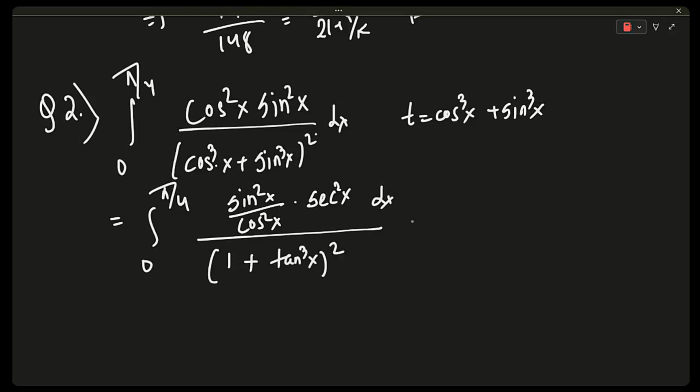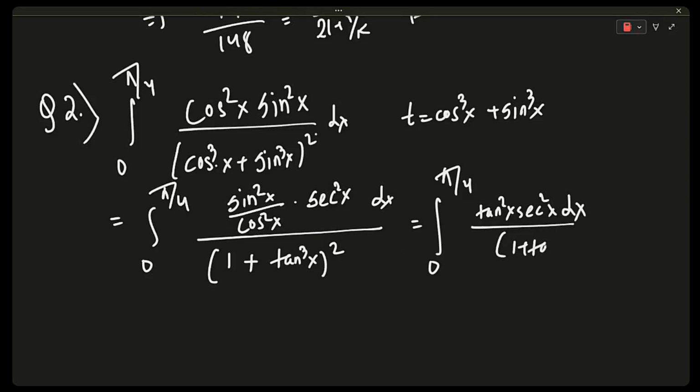Correct? Which is how the integral simply becomes tan square x sec square x dx by 1 plus tan cube x. Simply multiply and divide by 3 for style points, because we are not really going to substitute tan x. We are rather going to do something else.